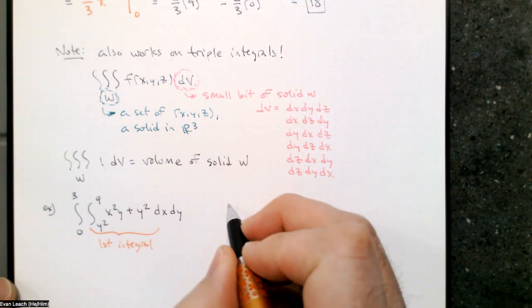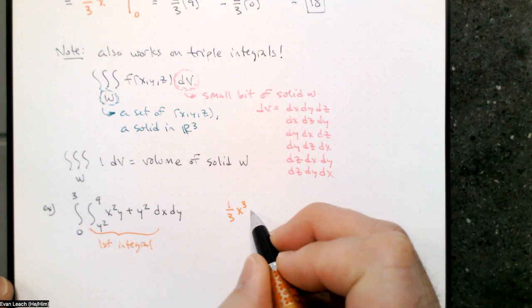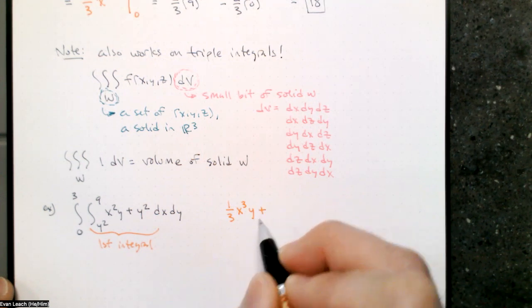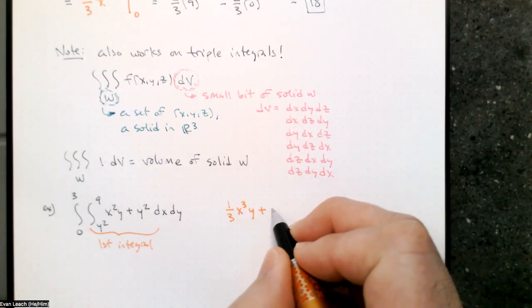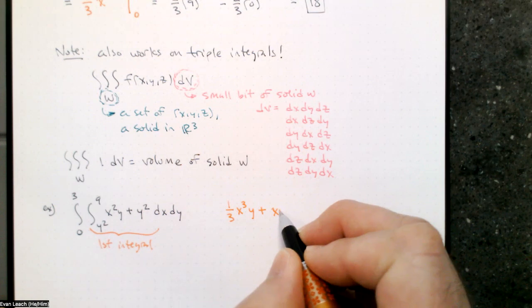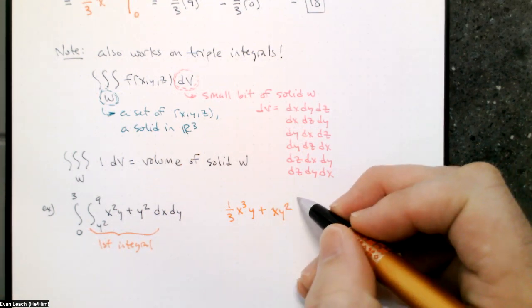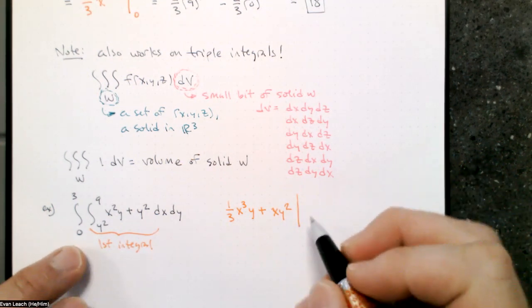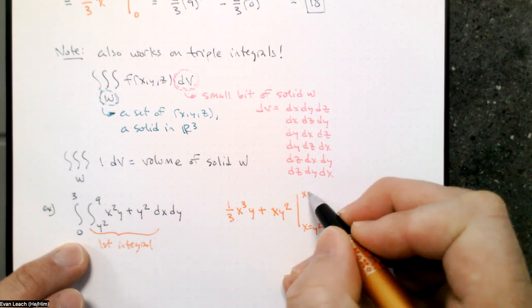So I'll have a 1/3 x cubed times y. Y squared is a constant term, but we're integrating a constant with respect to x. So I'll get x times y squared. And then we'll evaluate this from x equals y squared to x equals 9.